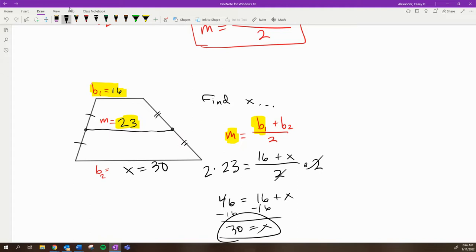One last thing to mention is that notice that the difference between the base and the midsegment from 16 to 23, that's an addition of 7 units. And from 30 to 23 is also 7 units. That's the nature of being the average, right? It's halfway between the two bases. So if there's a 7 unit difference here, there's also a 7 unit difference there.